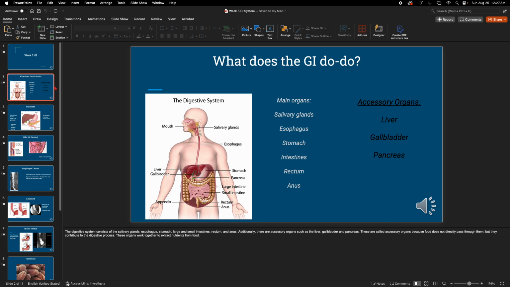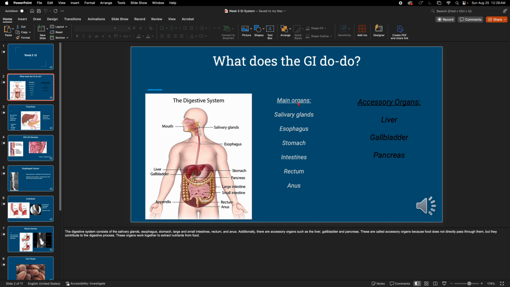All right, so what does the GI do? The GI system, that's mainly the organs that have to do with digestion, the processing of food and how it gets disseminated throughout your body so you can get energy. And then waste products are passed out through your digestive system. And that's how you make food and you make waste, right? Through the digestive system. There's some main organs that you should be aware of, and they're accessory organs.